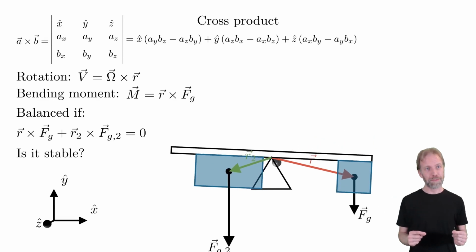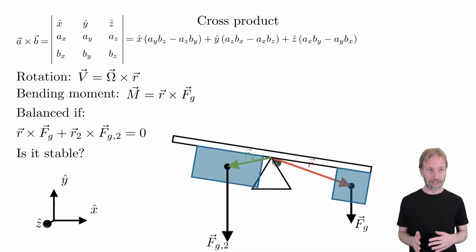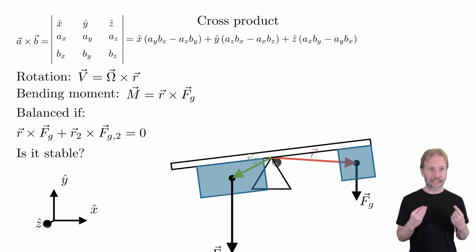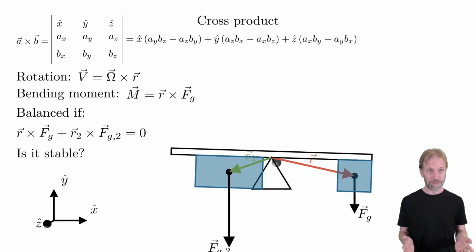With this example, I will end the video about cross products. Next up will be dyadic products and tensors of rank 2.